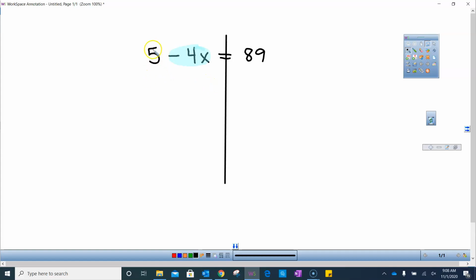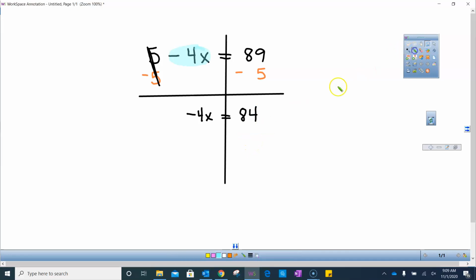Now I can see I need to get rid of a 5. To get rid of a positive 5, I need to subtract 5 from both sides of my equation. And when you do that, separate it here, what you're doing with the minuses from the result you get. You have a 5, take away 5 is 0. And then what's left is minus 4x. The negative comes down with the x, belongs to the 4, doesn't go with the 5. And then 89, take away 5 is 84.